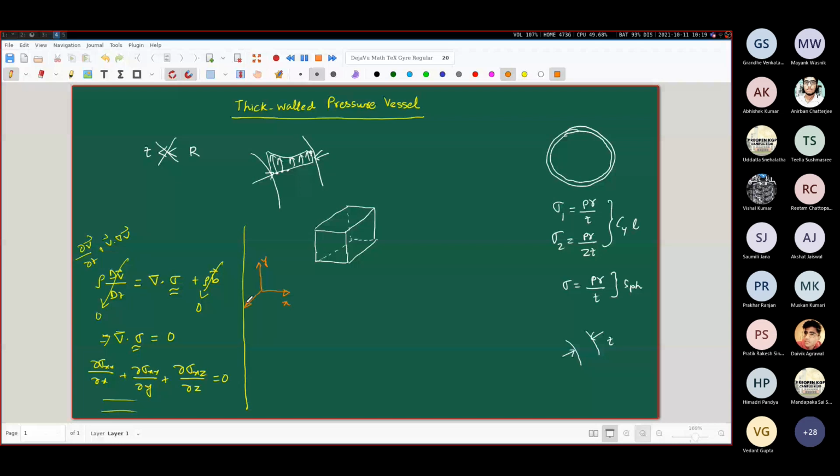Now you tell me what are the components in the x direction. One of them is surely sigma xx. What is the other two? What are the stress components along the x direction? Sigma yx, sigma zx. Yes. So tau yx and tau xz.